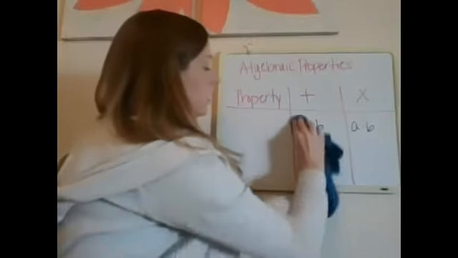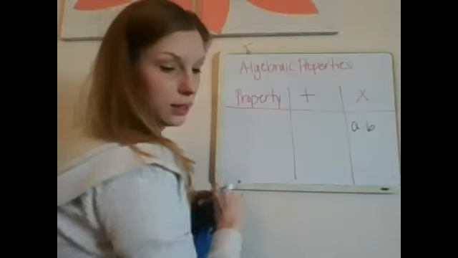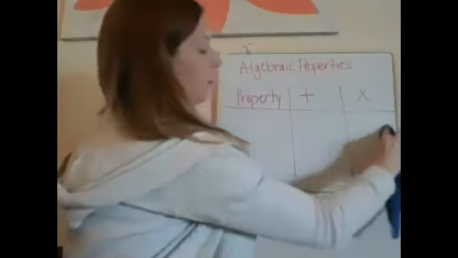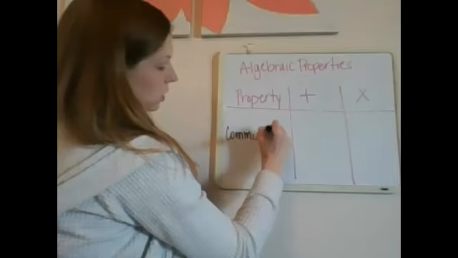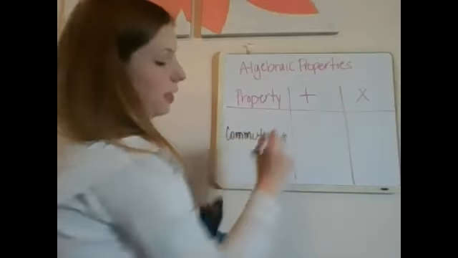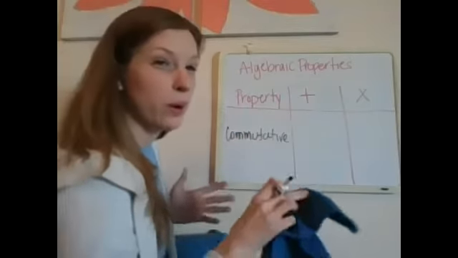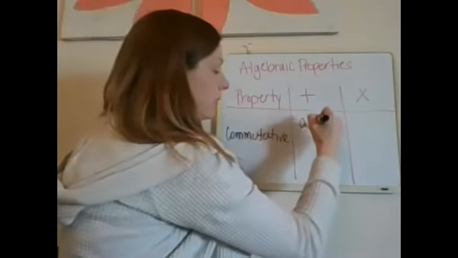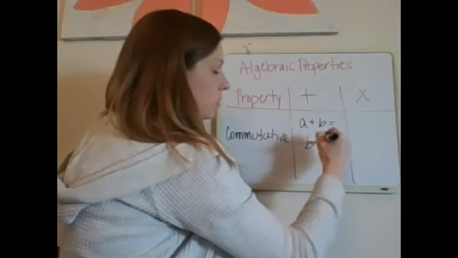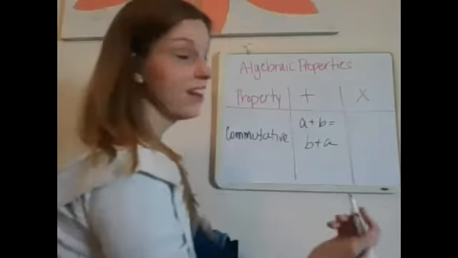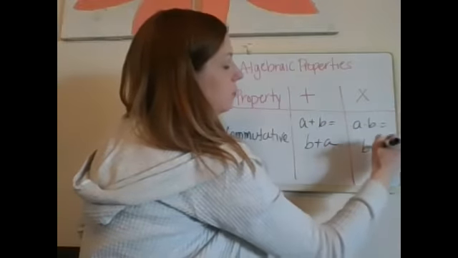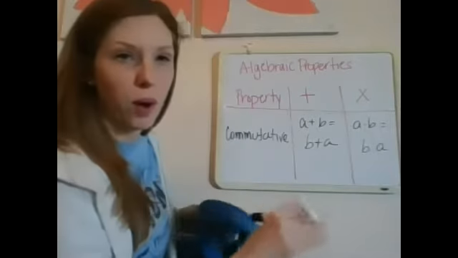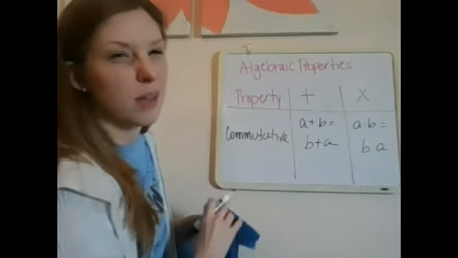The next one is the commutative property. Commutative, and this is like our mirror one. So if we take A plus B, that's the same as doing B plus A. And same for multiplication. If we do A times B, that's the same as B times A. Doesn't matter what order they go in, it'll give you the same answer.